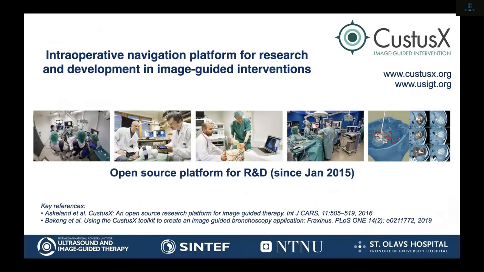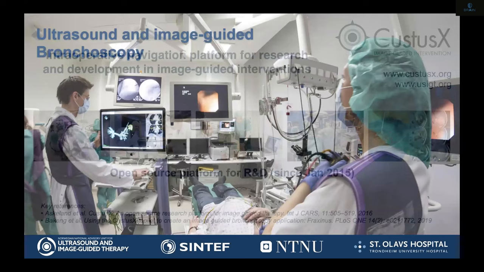A lot of the things we do in our group at SINTEF, NTNU, and St. Olav's is software development using AI techniques that we implement in this platform. The platform has been open source since 2015. It's called CustusX, and you can find it online and have a look at it. It's free to download and use for anything. You can even download it and sell it if you want to.